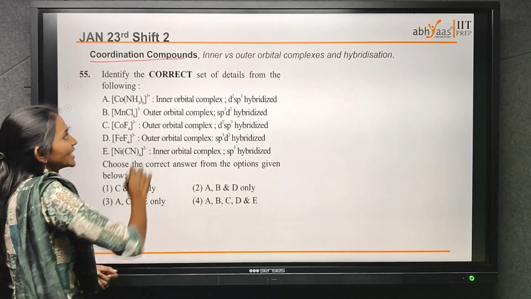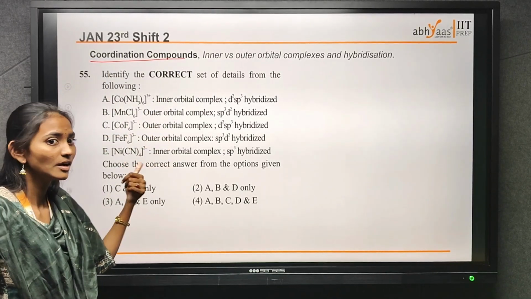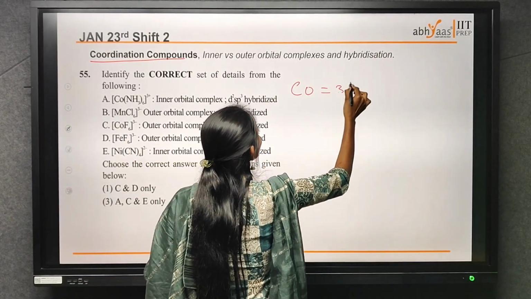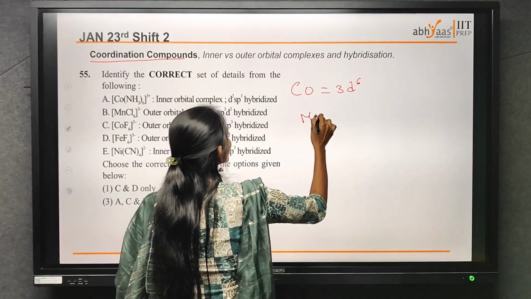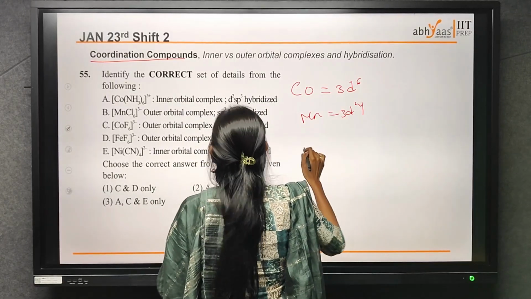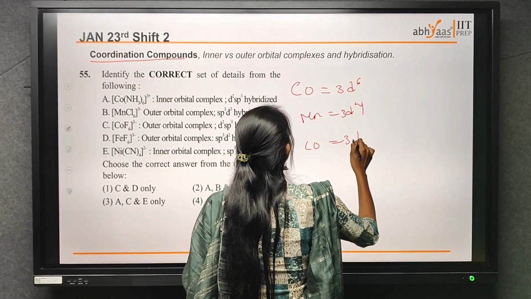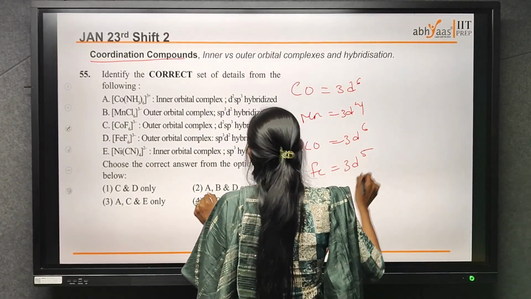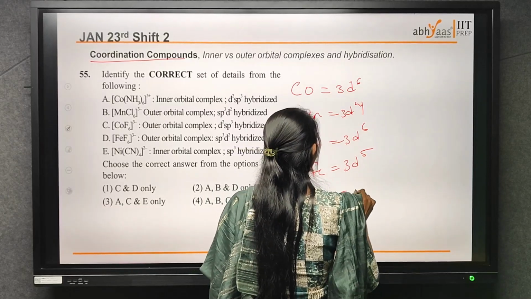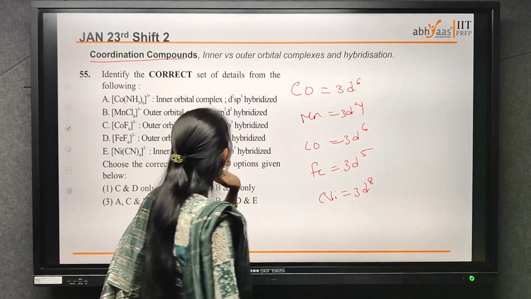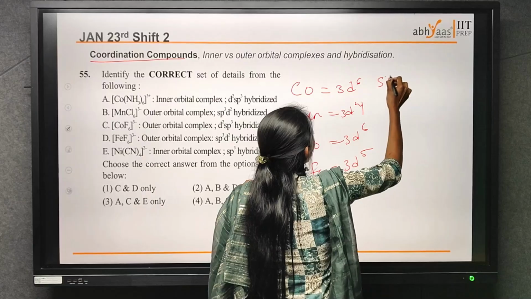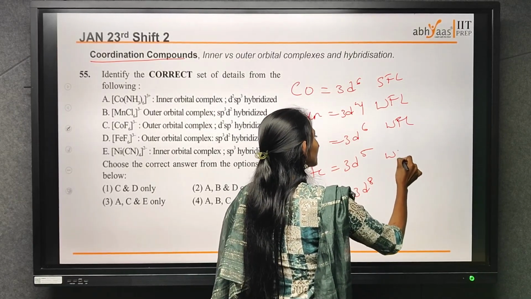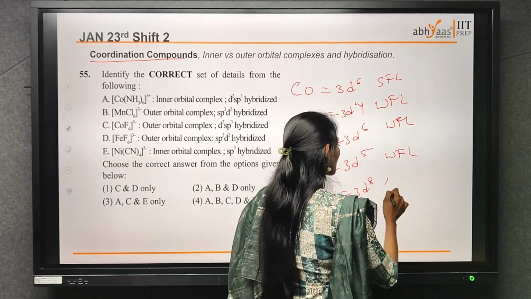This question was asked from coordination compounds. They are asking about inner and outer orbital complexes. Right? We are having cobalt with 3d6, and manganese with 3d4, and cobalt with 3d6, and ferrous with 3d5, right? And nickel we are having 3d8. So which is a strong field ligand, which is a weak field ligand? This is a strong field ligand, right? And this is a weak field ligand, and this is a weak field ligand, and this is a weak field ligand. Coming to nickel, we are having a strong field ligand.